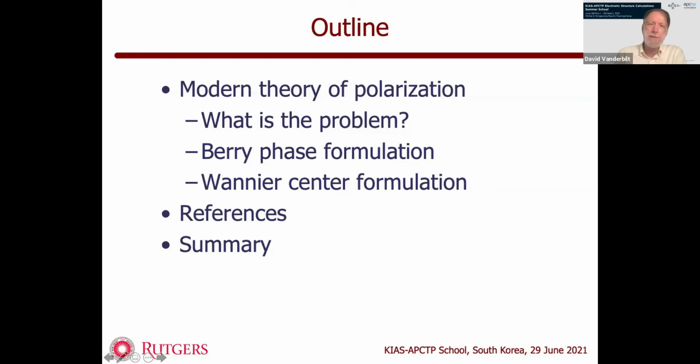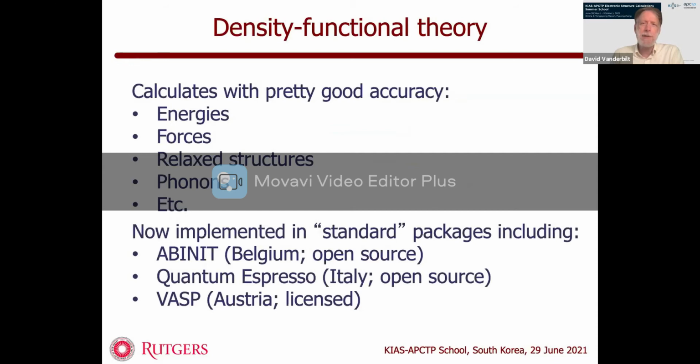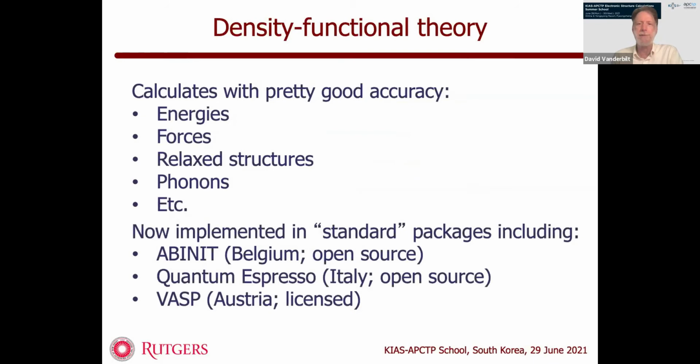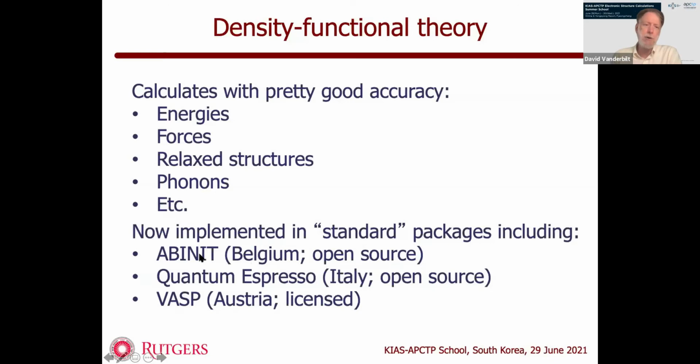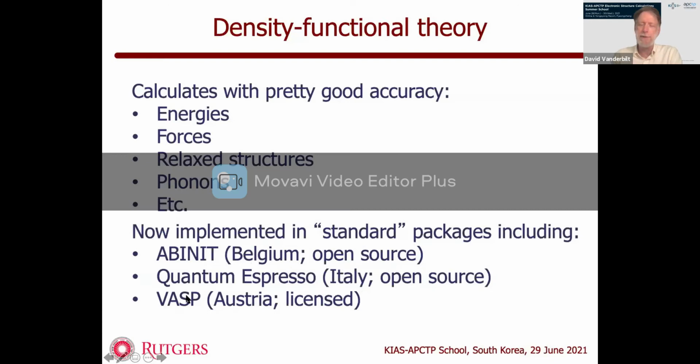So, the school is mostly focused on density functional theory, which is a set of computational tools that allow us, via Kohn-Sham density functional theory as a physical approximation, to calculate to good accuracy ground state energies as a function of coordinates, forces, relaxed structures, phonons, and so on. And of course, as you know, this theory is implemented in standard codes such as Abinit and Quantum Espresso, which are open source codes. And then VASP is also a very widely used code, although it's licensed.